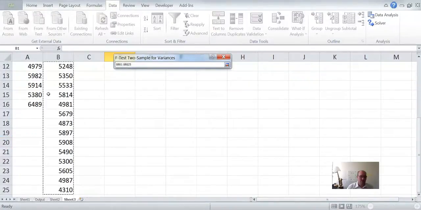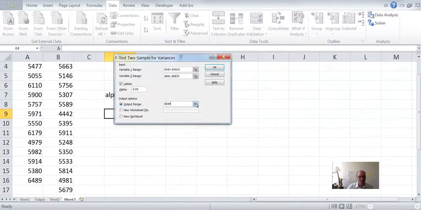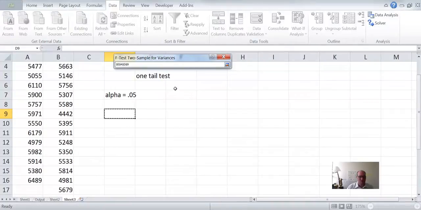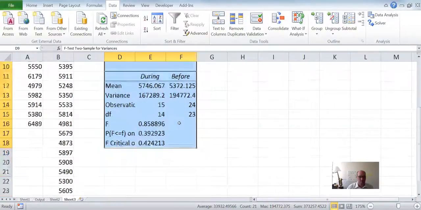All of that. So it's okay that our samples are different sizes. We have to include all the data, so we don't want to cut off this data down here. It's alright that the samples are different sizes. I did include labels. Alpha 0.05. I'm going to put the output range right there. There we go. And click OK.